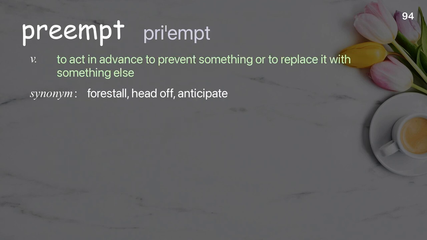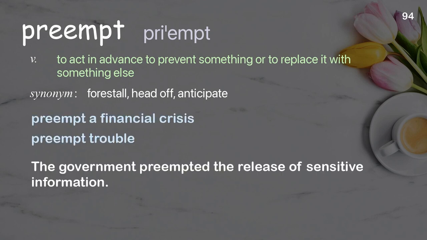Preempt. To act in advance, to prevent something or to replace it with something else. Examples: preempt a financial crisis, preempt trouble. The government preempted the release of sensitive information.